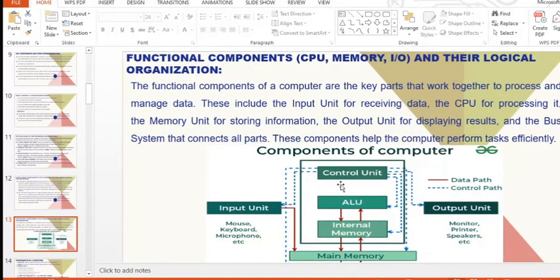Yeah, so ideally this is the architecture. These are the components here: the input unit, where we have the mouse, the keyboard, the microphone. Then we have the control unit, the arithmetic logic unit, and the output devices, of course the printers, the speakers, and the internal memory, the main memory. So this is the architectural layout of the functional components of the CPU.